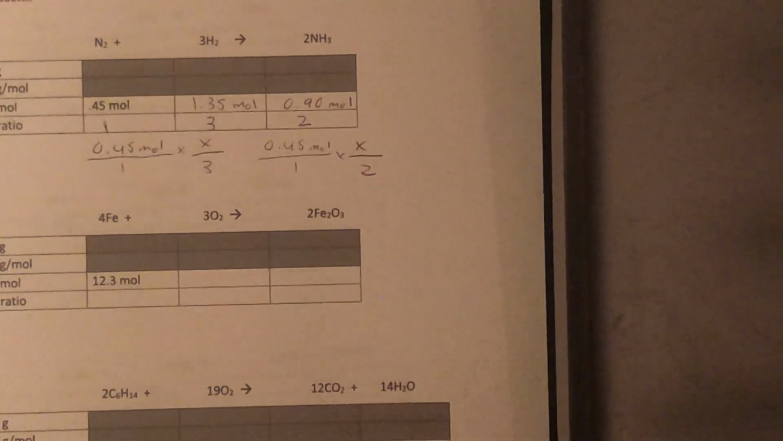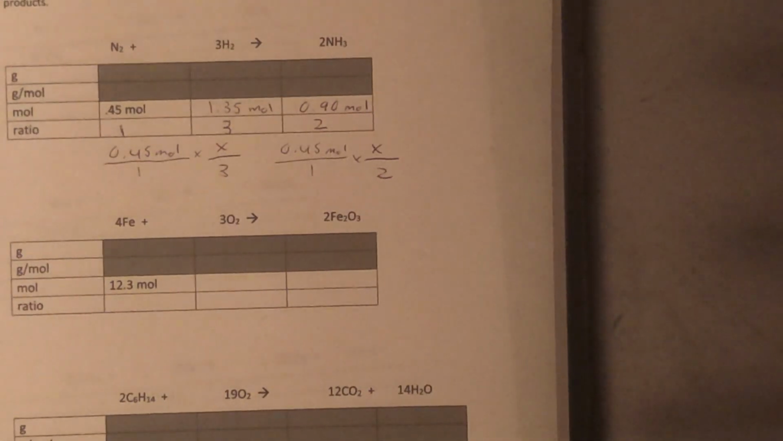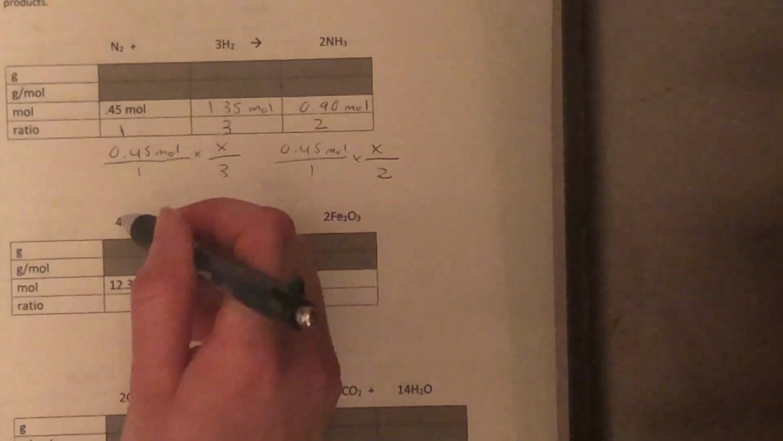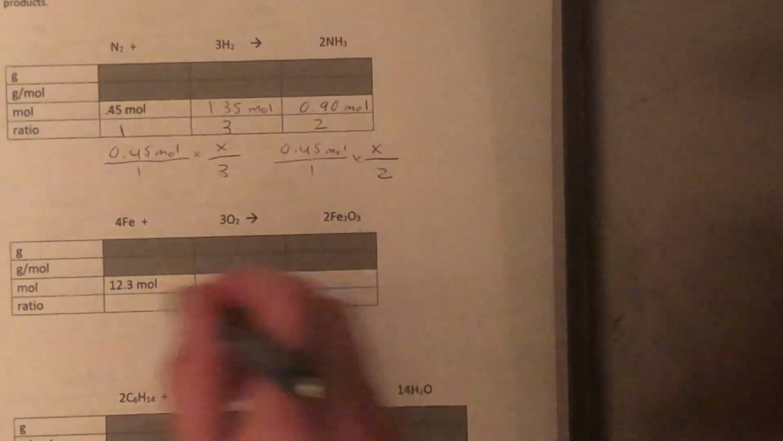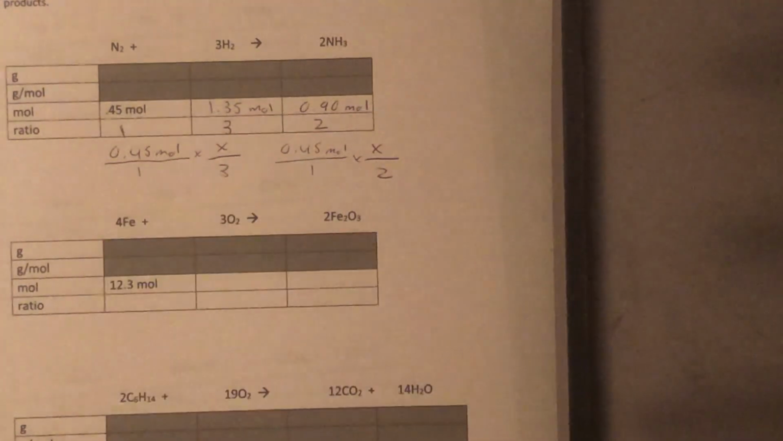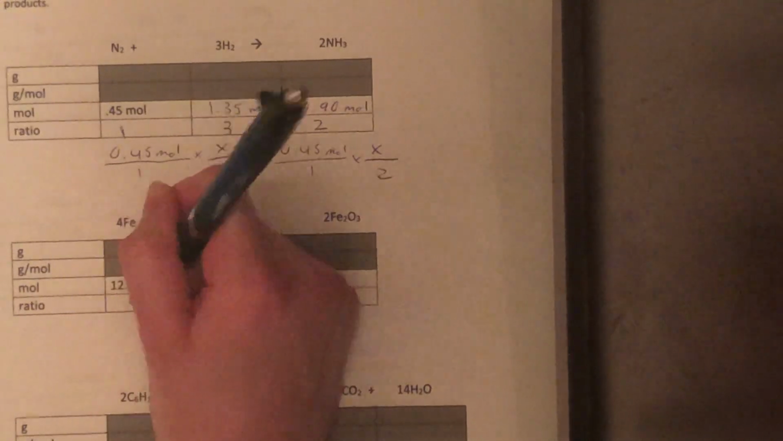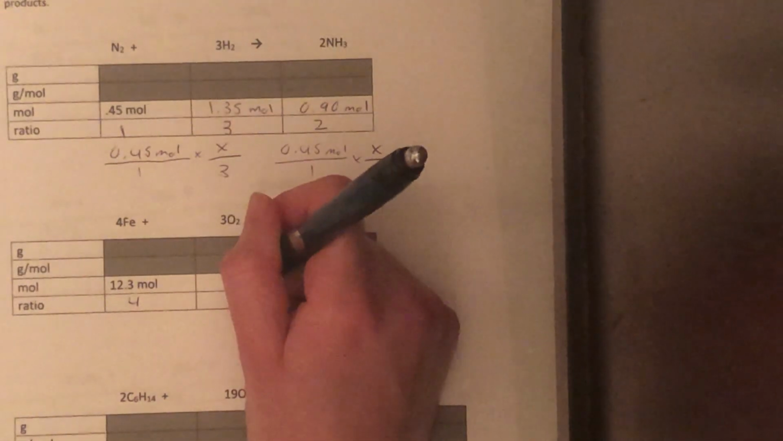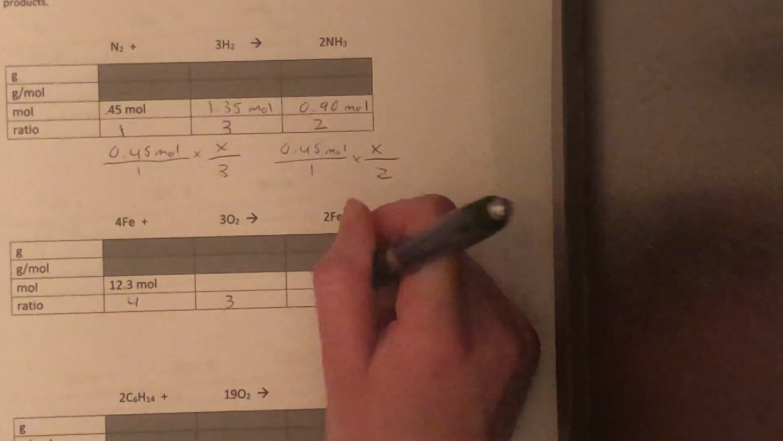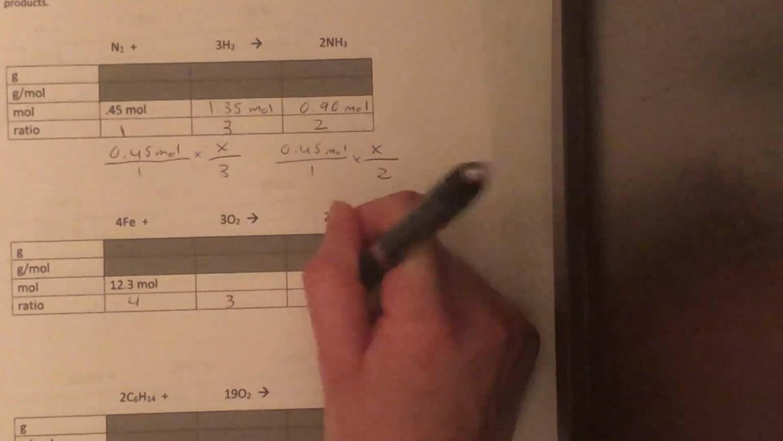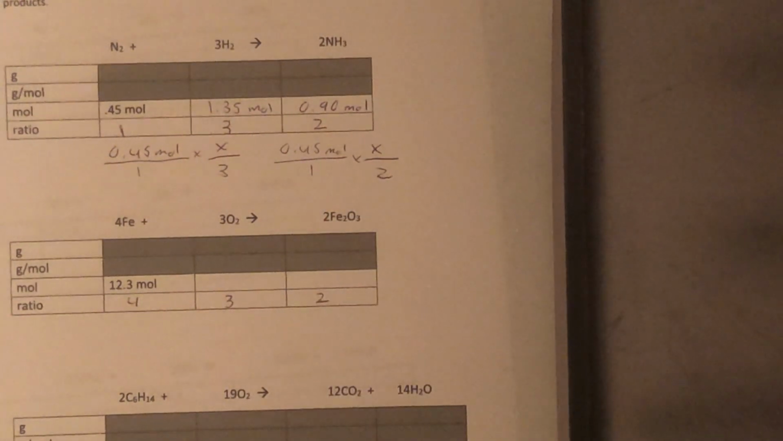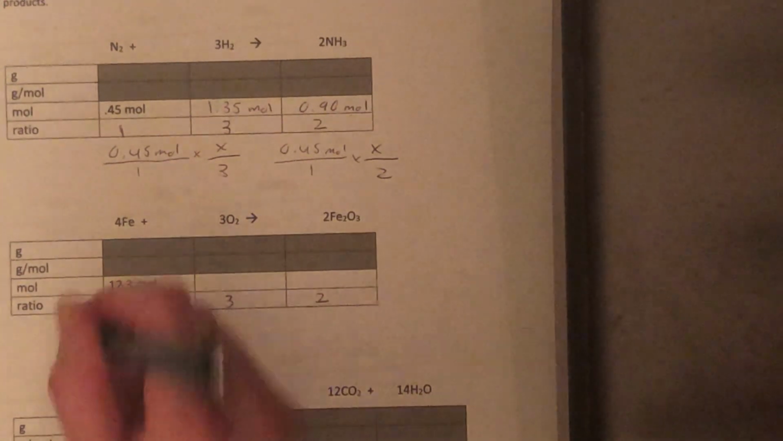And the same thing for the second question. We can go ahead and fill in this bottom row of the ratio with the coefficient of the balanced equation. So we have 4 irons, 3 oxygens, and 2 of our product. So then we're going to set up a proportion just like that.